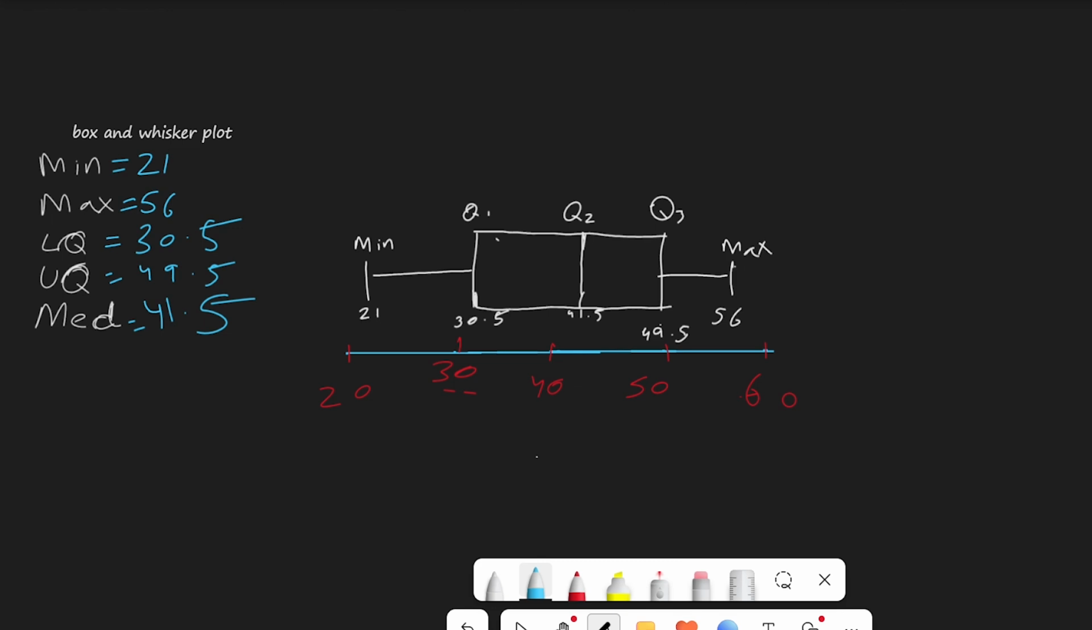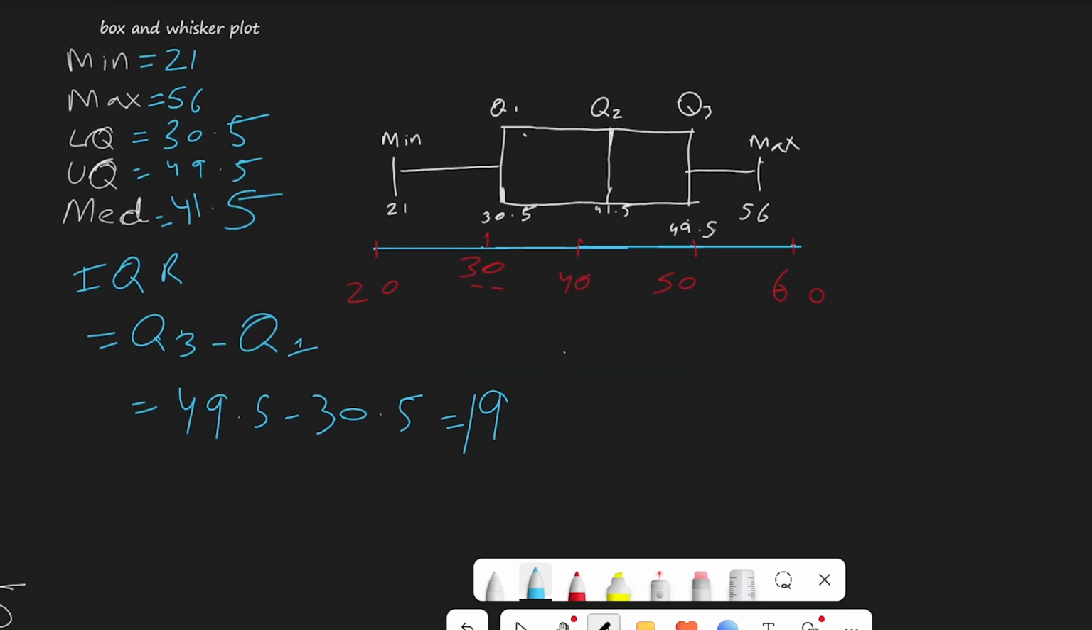Another important thing that can be derived from over here is the interquartile range, which is Q3, the upper quartile, minus Q1, the lower quartile. Okay, so it would be 49.5 minus 30.5, which is equal to 19. Okay, that is not shown over here, but that is like the spread of the data. That tells us about the spread of the data.